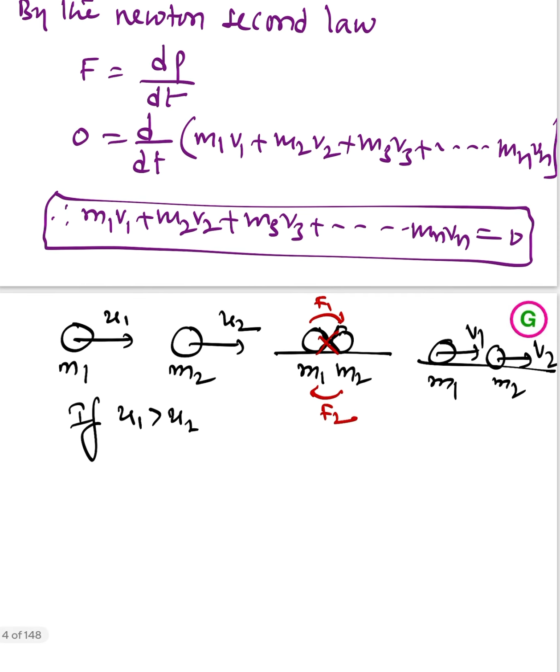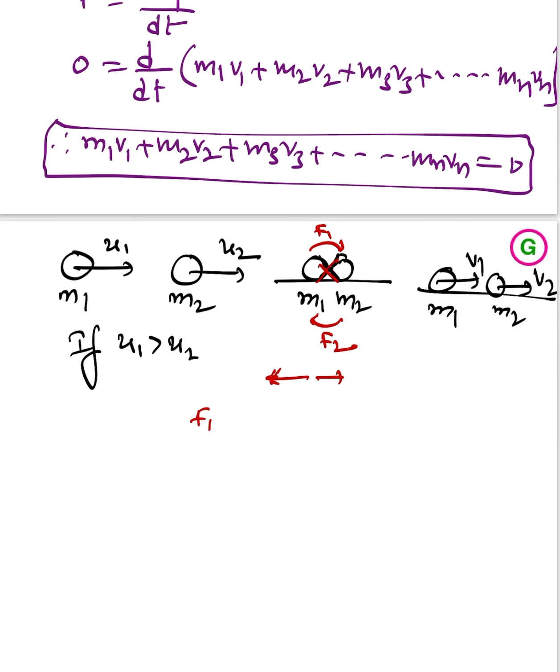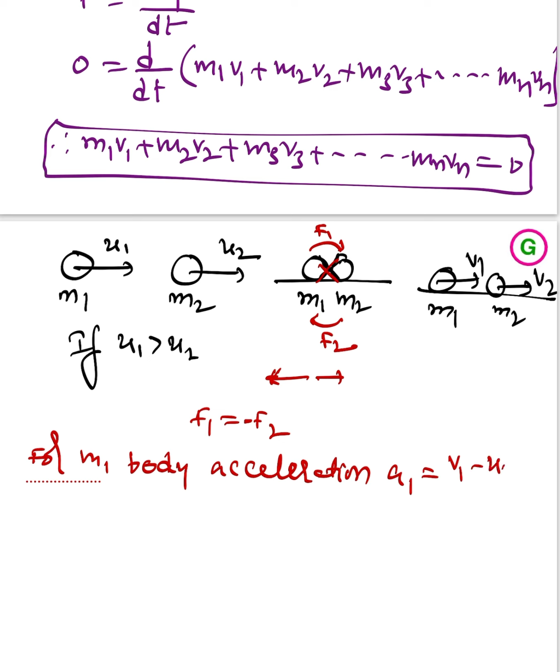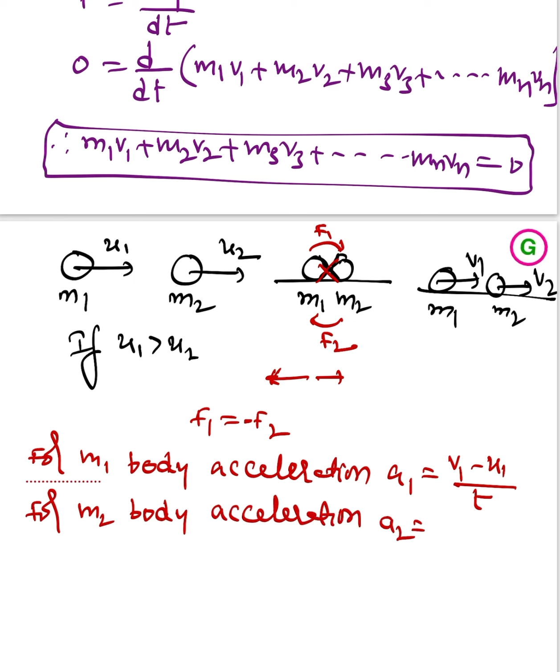By Newton's third law, the two forces are equal and act in opposite directions. That means F1 equals minus f2, where minus means opposite direction. For the m1 body, the acceleration a1 equals v1 minus u1 by the time interval, and the time interval of the collision is the same for both. For the m2 body, the acceleration a2 equals v2 minus u2 by the same time.